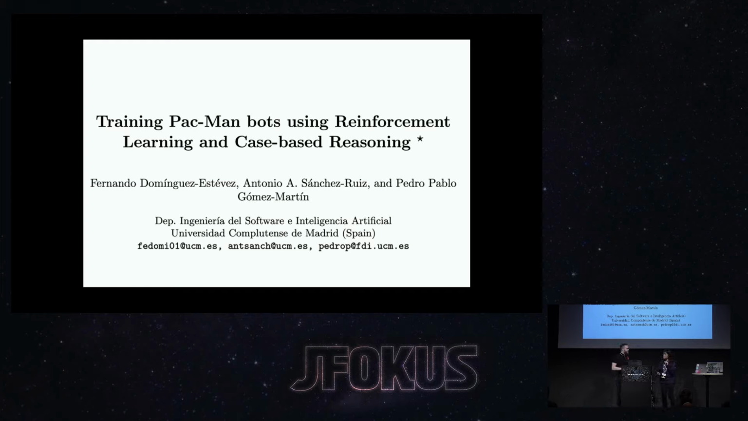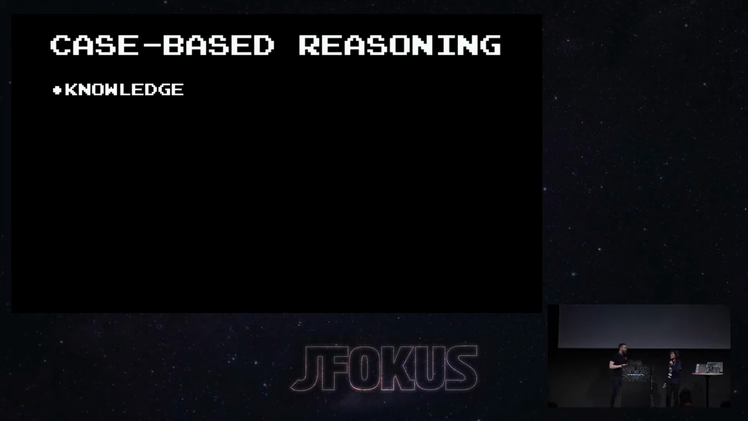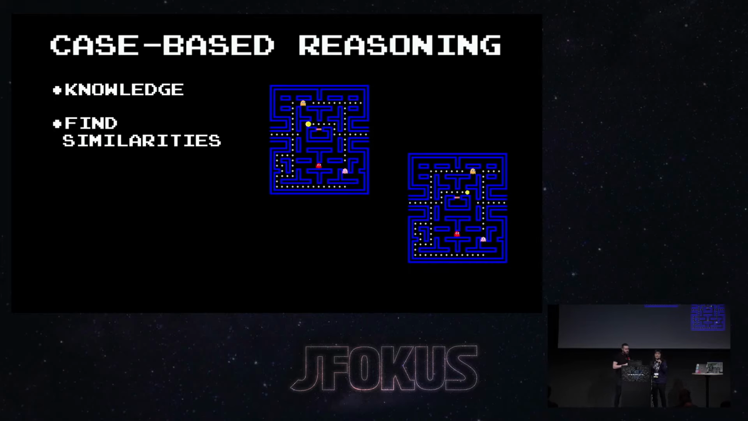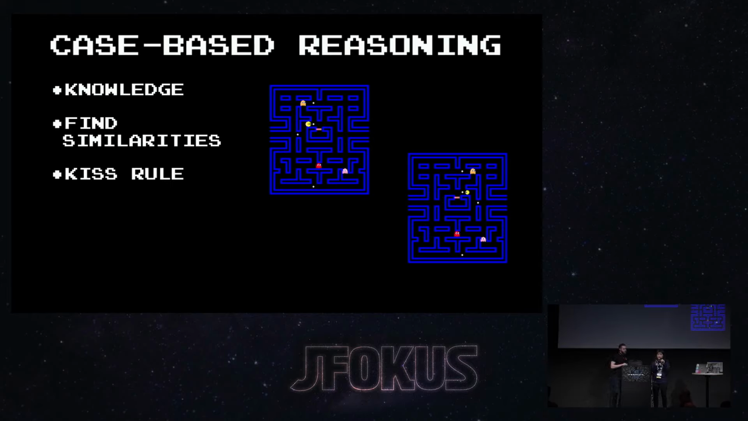So how can we apply this to Q-learning and the reinforcement learning case? Sure. As such, with case-based reasoning, you have a knowledge base. Basically, what it is doing is finding some similarities between your certain actions and what you're going to be doing, using the KISS rule, keep it simple. So in that case, you don't have to have the whole state of all the pills and all the players.